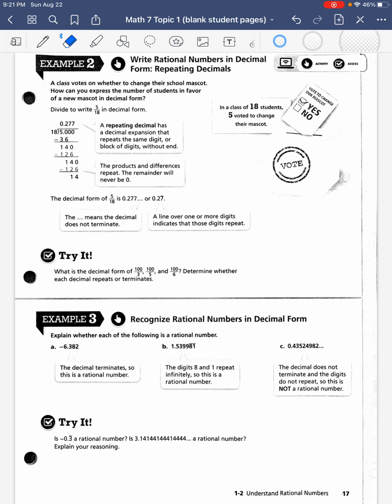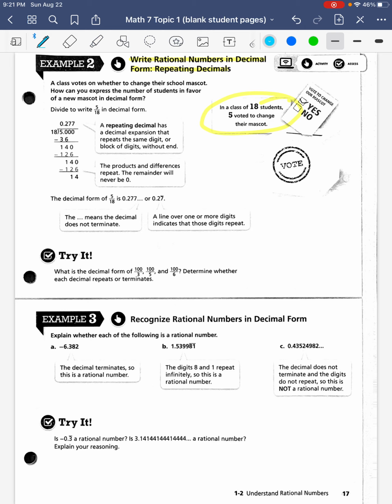Continuing with lesson 1-2 on page 17. Example 2. Write rational numbers in decimal form, repeating decimals. A class votes on whether to change their school mascot. How can you express the number of students in favor of a new mascot in decimal form? So let's read this bit right here. In a class of 18 students, 5 voted to change the mascot.